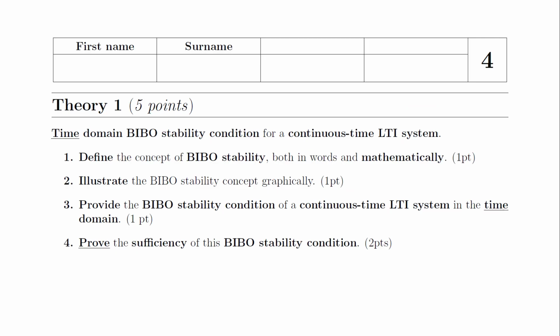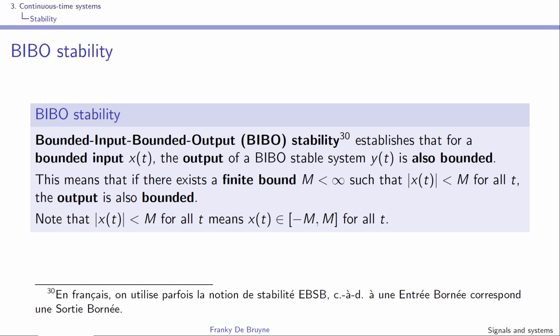We can also have a look at the theory questions and see what was really expected. For theory 1, we had a question about the BIBO stability condition for continuous time, linear time invariant systems. So in the first part of the question, you are asked to define the concept of BIBO stability and to explain it in words and mathematically. So for this first part of the question, we really expect what is on this slide, right?